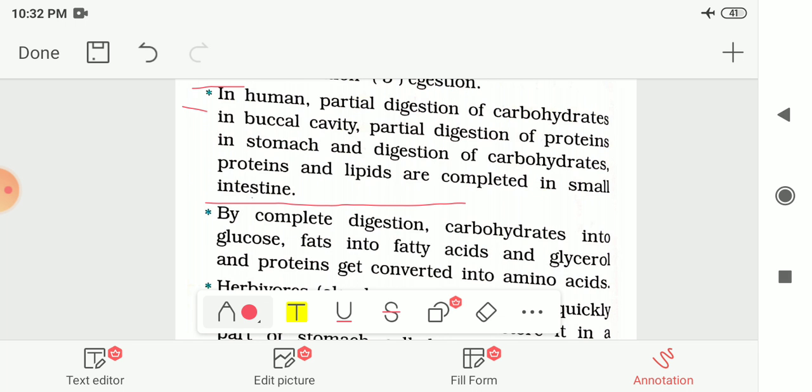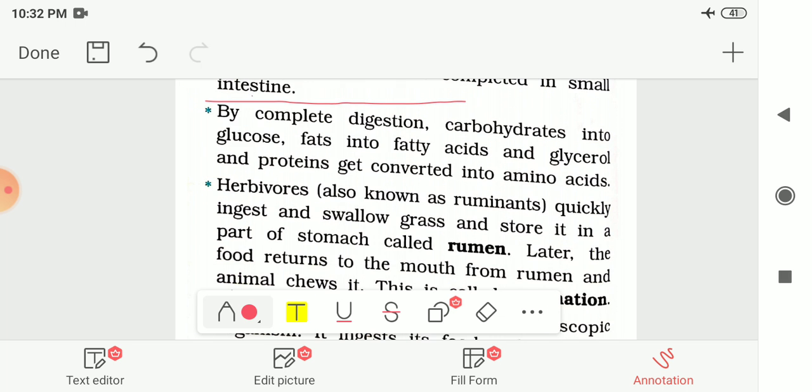The partial digestion of carbohydrates starts in the buccal cavity, then after partial digestion of proteins in the stomach, the digestion of these carbohydrates, proteins and lipids is completed in the small intestine. By the complete digestion, carbohydrates are converted into glucose, fats into fatty acids and glycerol, and proteins get converted into amino acids. So these are the simpler forms, the conversion of the complex forms into simpler substances.